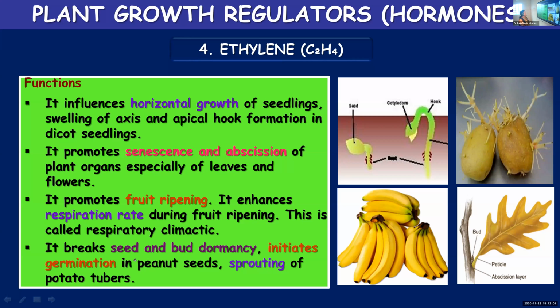So the major function is to promote fruit ripening. Apart from that, many other functions are given. It helps in horizontal growth formation, swelling of the axis, apical hook formation, then promotes senescence and abscission, then enhances fruit ripening. When the fruits are ripening, there will be an increase in the respiration rate to facilitate the ripening of the fruit, which you call the respiratory climacteric. That is also brought about by the influence of this hormone. It will break the dormancy stage of seed and bud and promote germination and sprouting.